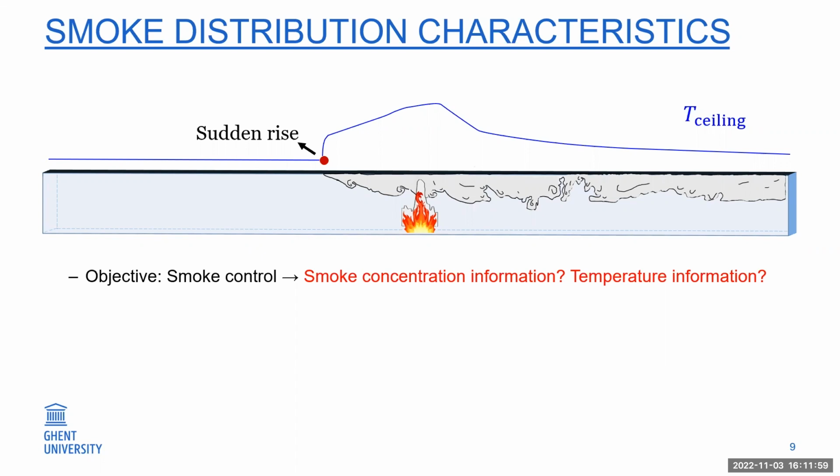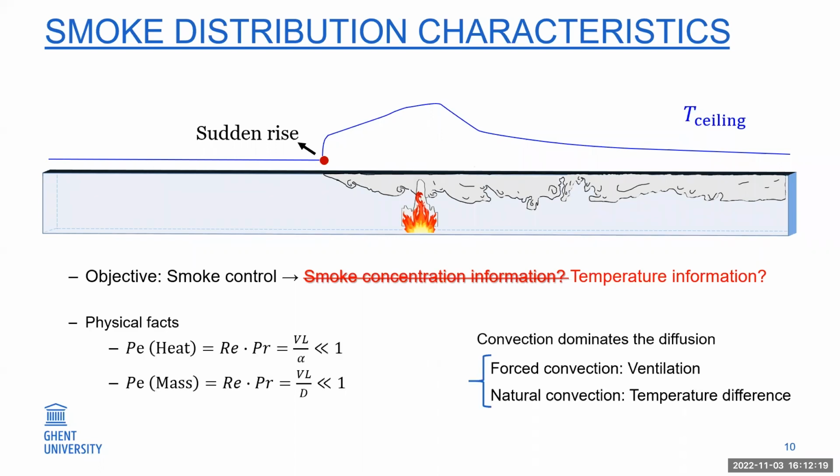The second type is the temperature sensor. It's different because the temperature sensor can give us a specific value of the temperature. So we want to use the temperature information to capture and control the smoke. But the problem is how to control the smoke by controlling the temperature.